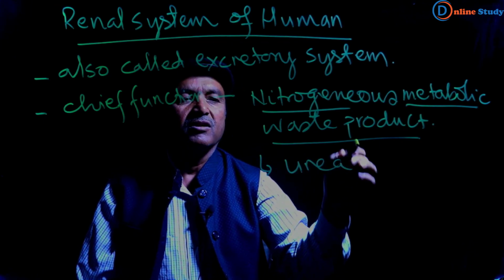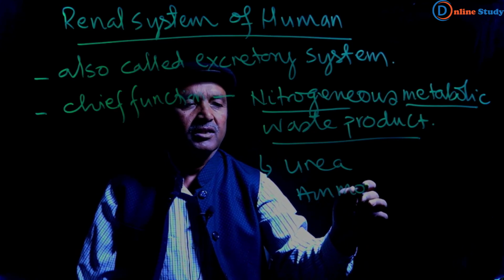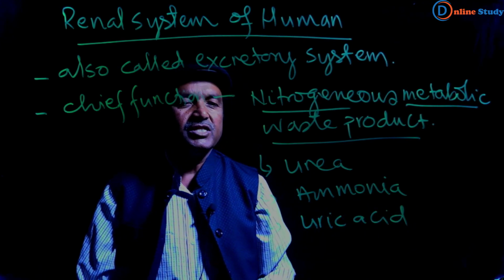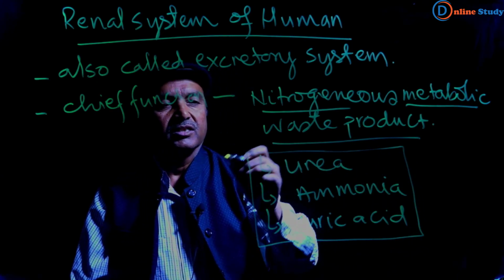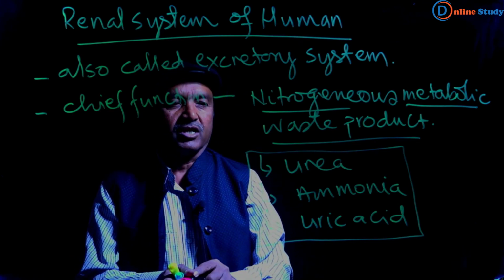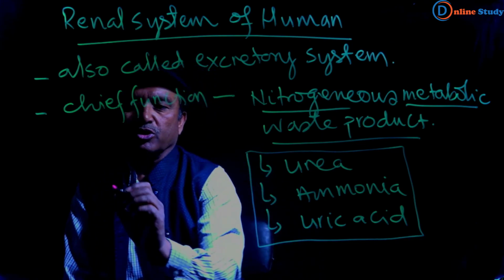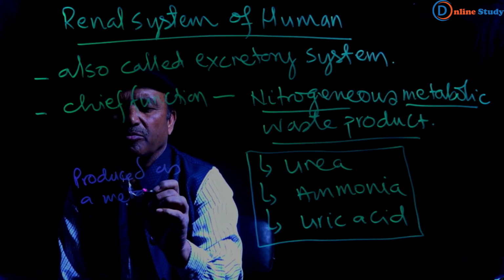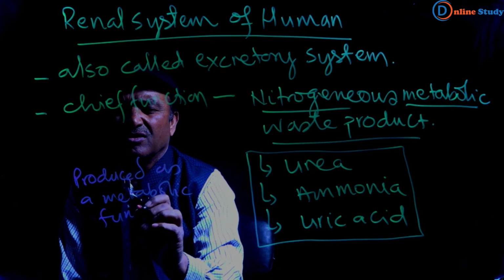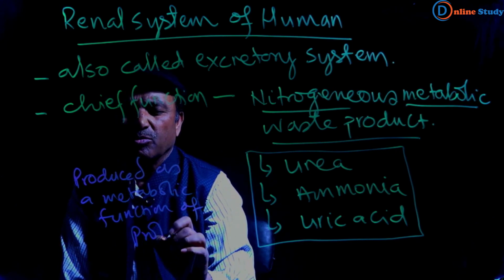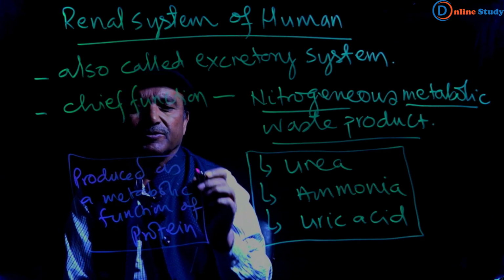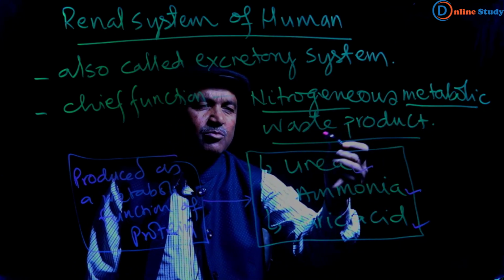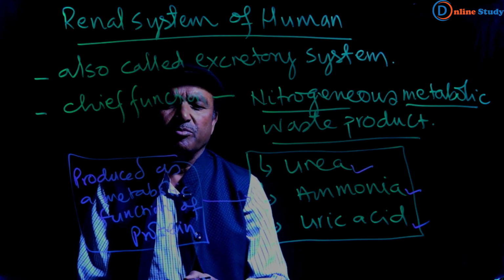First is urea, second is ammonia, and last one is uric acid. These are the three nitrogenous metabolic waste products. These three waste products are produced as a result of metabolic function of protein.